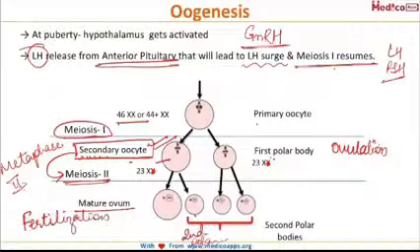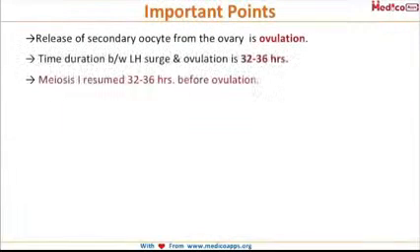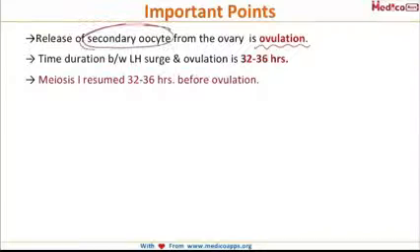Now in this entire process of oogenesis, there are a few important questions that you will be asked. And what are these? As I told you, at the time of ovulation, what is the stage of the oocyte at which it is released? It is the secondary oocyte which is released from the ovary at the time of ovulation.